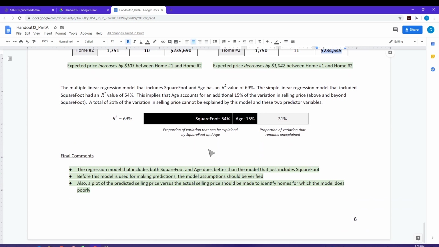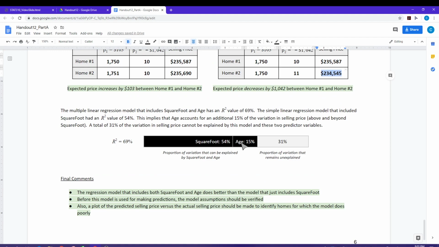So the regression model here certainly helped in taking away some of that unexplained variation. When I used square foot, the R squared was 54%. When I used square foot and age, the R squared was 69%. So by including age, I'm encompassing or getting 15% of that unexplained variation. Before, the unexplained variation was 46, now it's down to 31. It's being reduced because I'm using more predictors in my model.